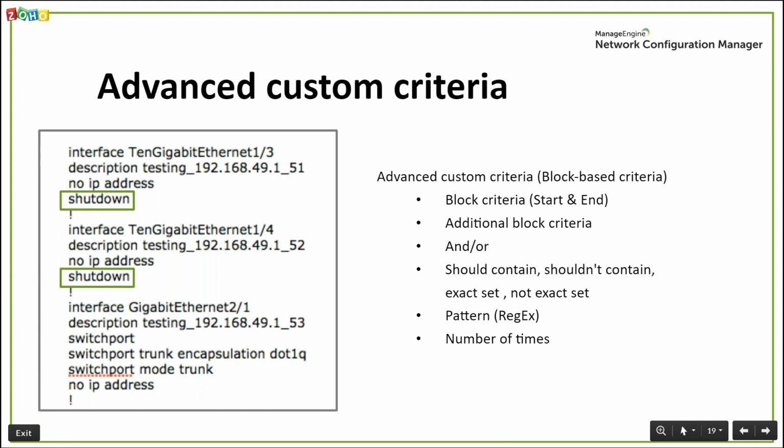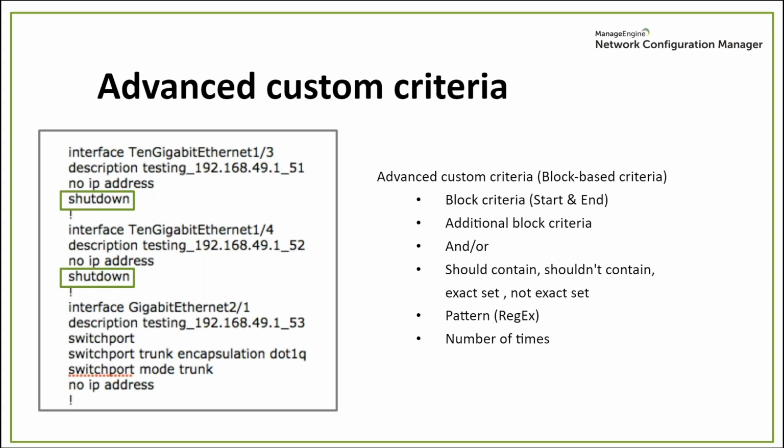So let us move on to advanced custom criteria. Advanced custom criteria is used when you only want to check certain parts of a configuration file in a network device. A good example is when you want to check the interfaces of a particular router. Typically, a router will have several interfaces in it, and the speed of the router has to be set for it to work well. If the speed is not set, then it's going to be fluctuating.